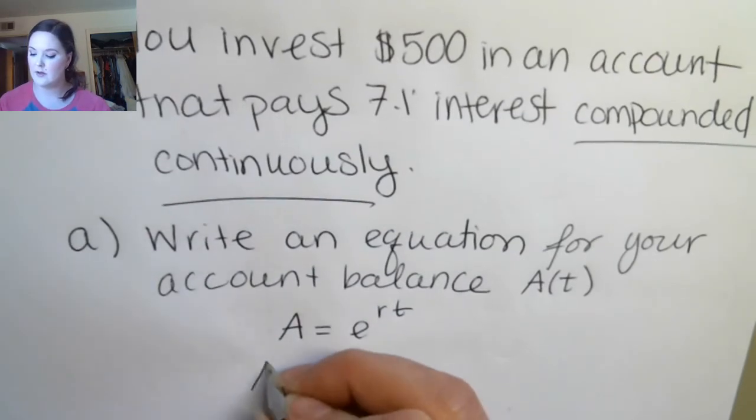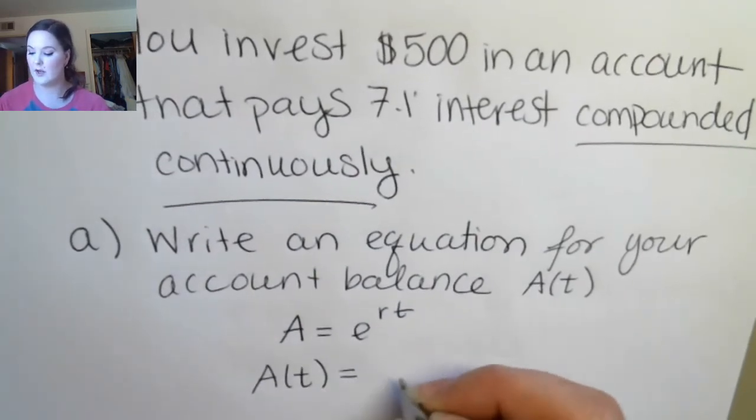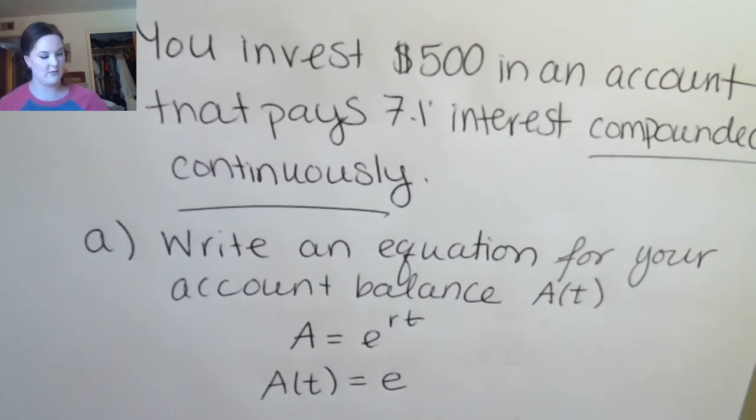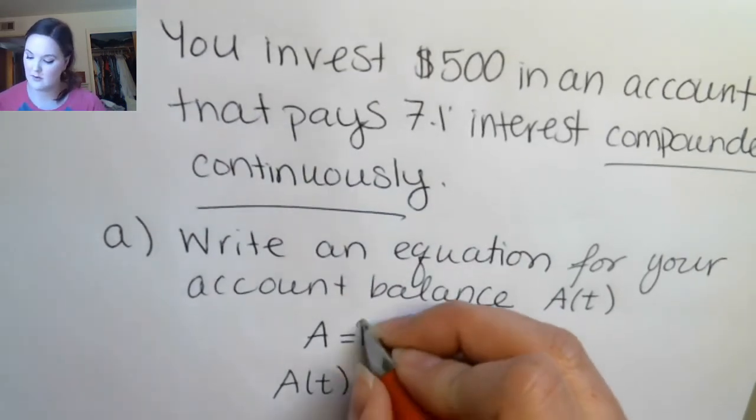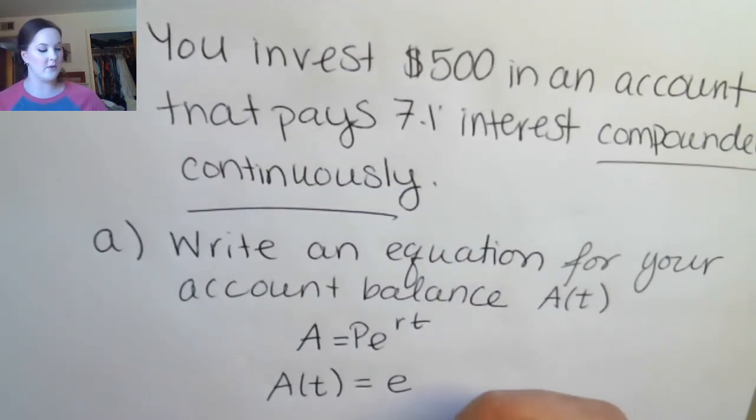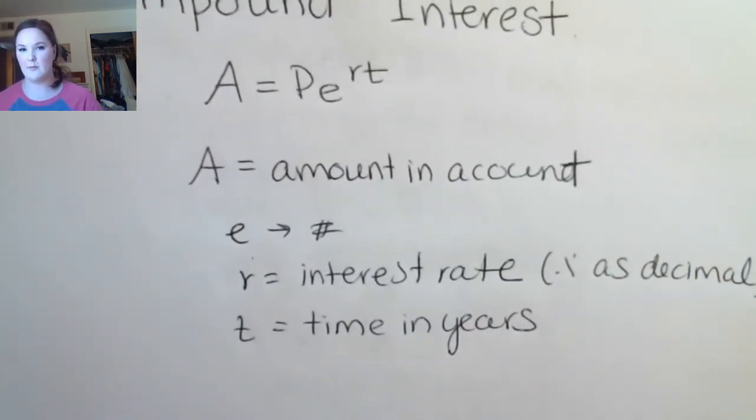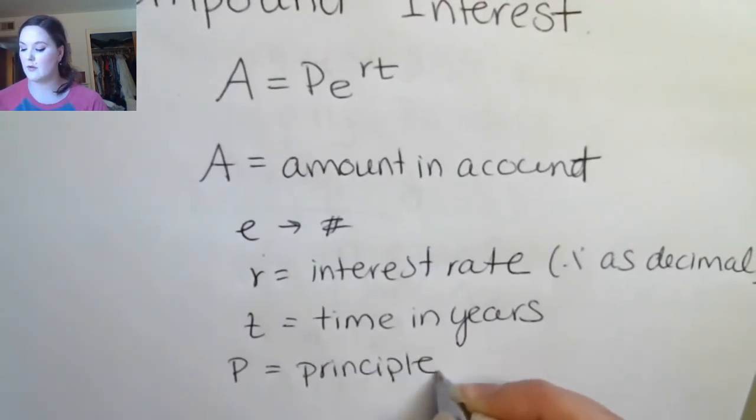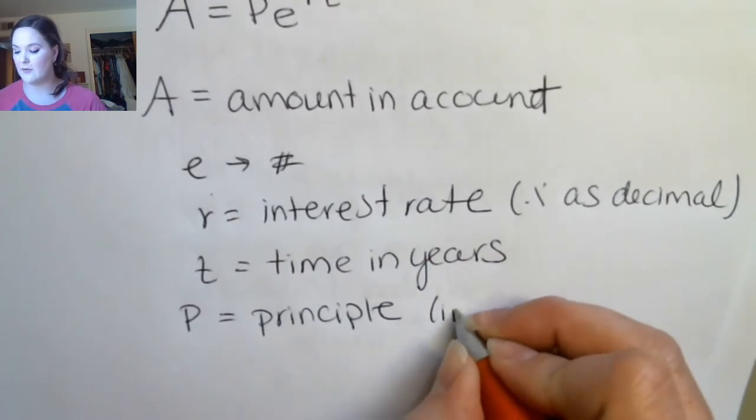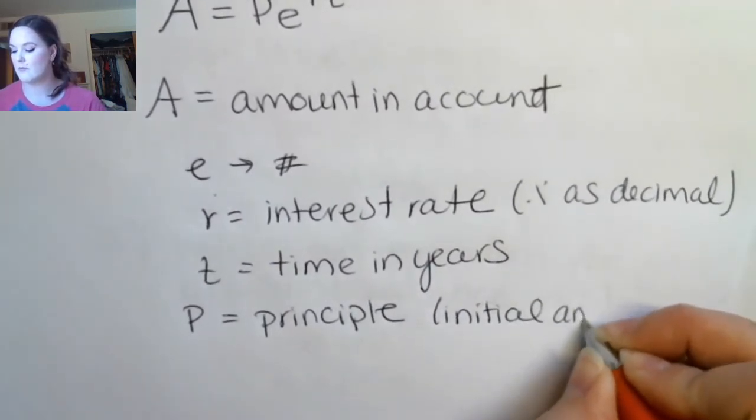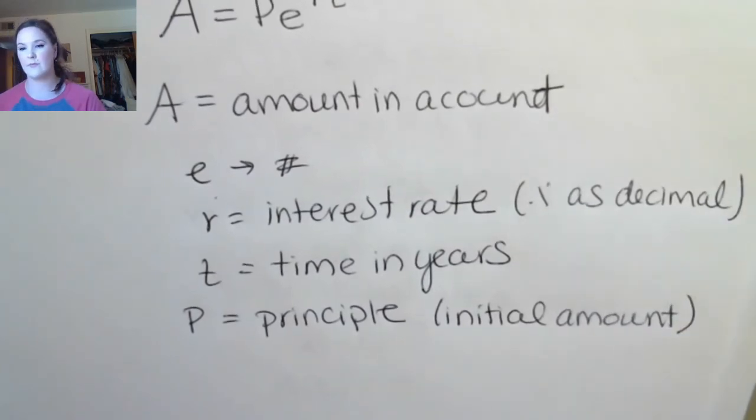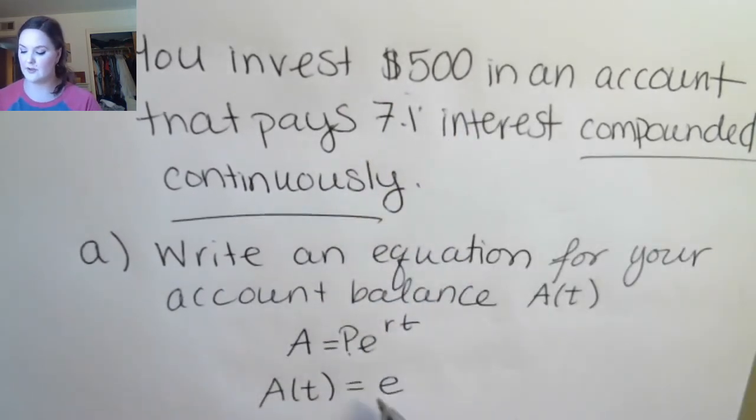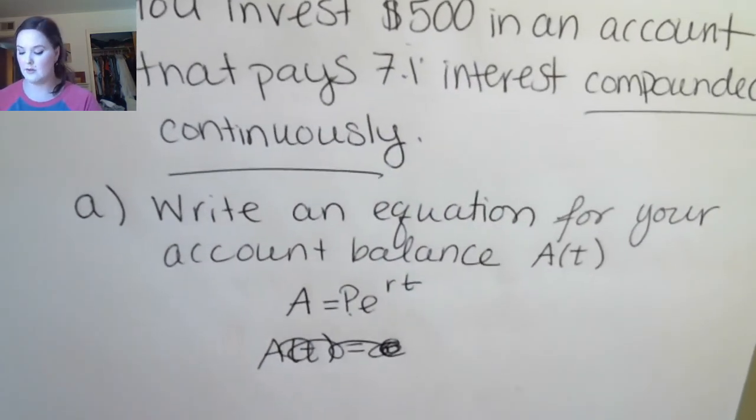Here I'm going to use my function notation. E is the same. Oh, I'm sorry, what am I doing? Got my P in there. I don't think I told you guys on the previous page what P is supposed to be. P is what's called the principal, which is the initial amount. Here my initial amount is $500, so that's what I'm going to fill in for P.